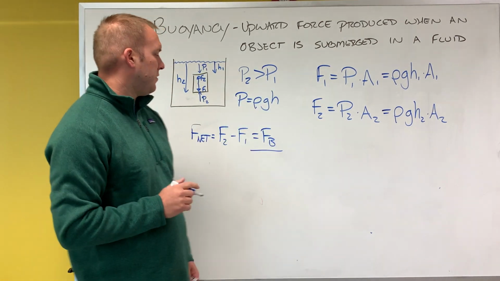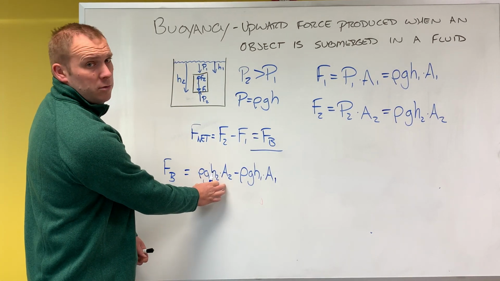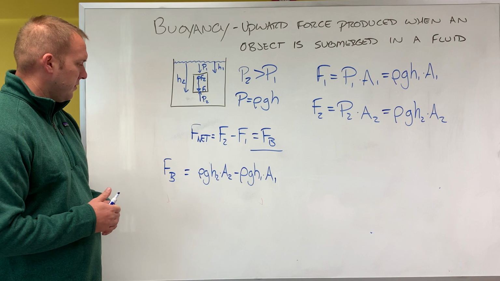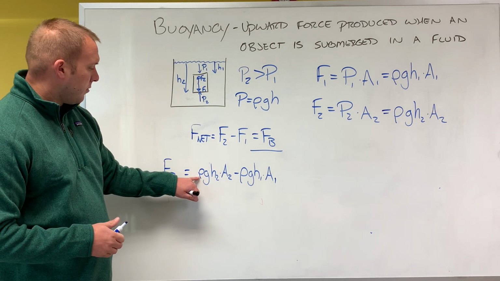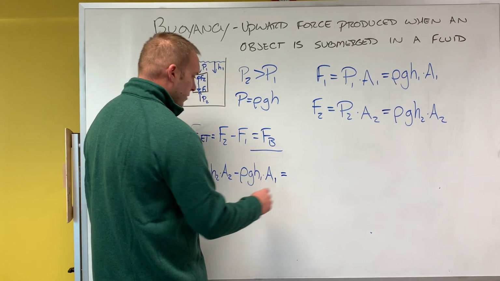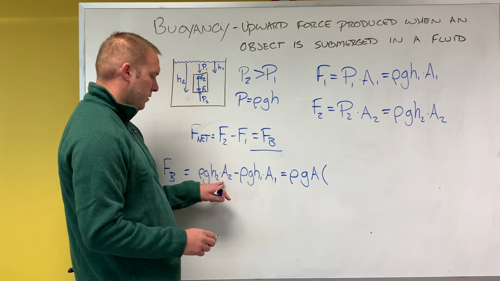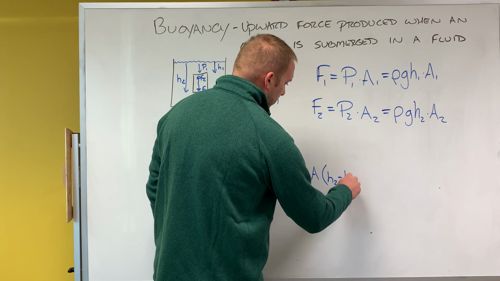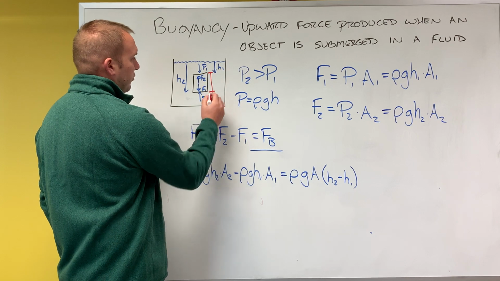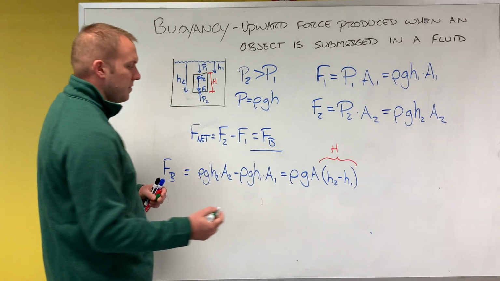Now if we plug that into this equation here, we'll see that the buoyant force is equal to force 2 minus force 1. And we see some things here that we can simplify this equation with. We have density times gravity, and our areas are actually going to be the same as well. So we'll rewrite this as density, gravity, area, and then what we have is H2 minus H1. Looking at this, H2 minus H1 is actually going to be, we'll call it capital H, the height of my object.